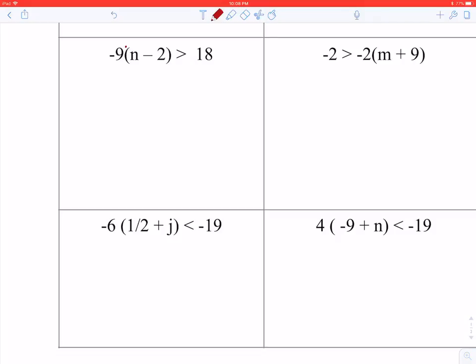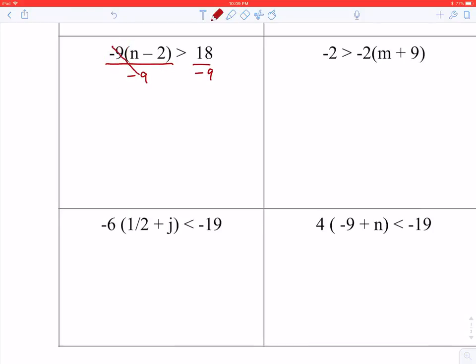This is -9 times the quantity of n minus 2. This is a multiplication operation. And what we regularly do for these problems is that we distribute them into the values that are inside. But the thing about this is that you can divide both sides by the number outside of the parentheses. And when you do that, that -9 on the top here and this -9 on the bottom actually cancel out, because -9 divided by -9 is just 1, and leave you with n minus 2 is less than, because we divided by a negative number, -2.